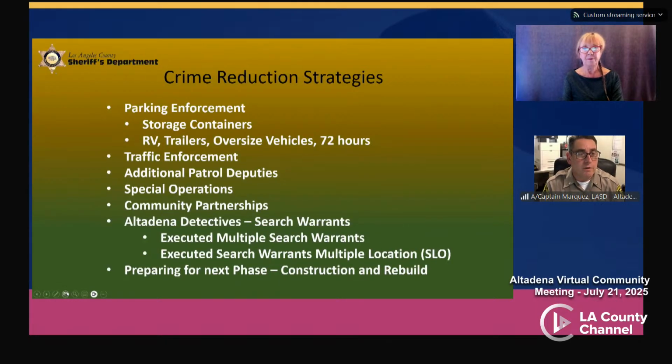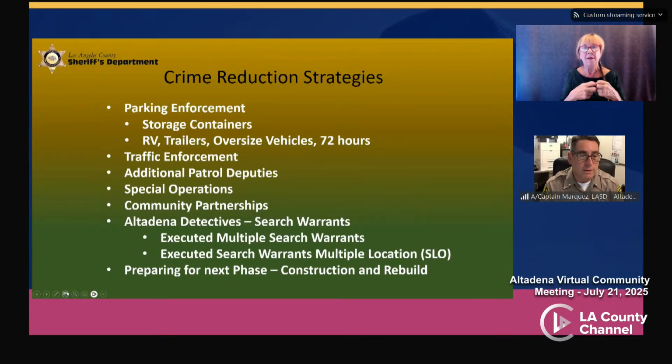So these are some of our crime reduction strategies we've been implementing here at Altadena. Parking enforcement is one of the key things we're utilizing right now. Our parking enforcement team has done a great job. One of the major concerns we have are storage containers.